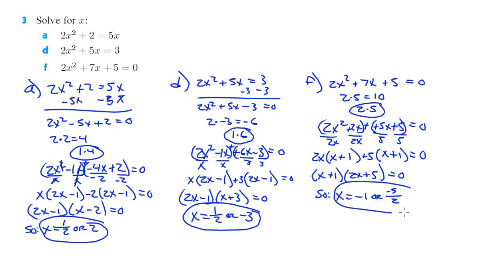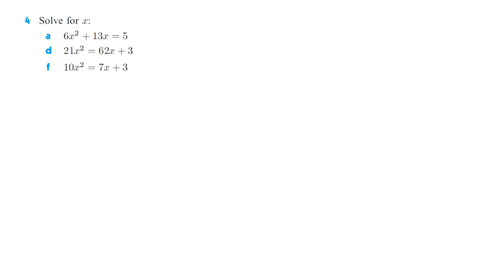Okay, and you know what, you can just leave it like that, or you could write it as x equals negative 1 or negative 2.5. Either one of those is fine. This one's probably a little bit nicer, but those both work. Okay? All right. Moving on to number 4. All right. Solve for x.